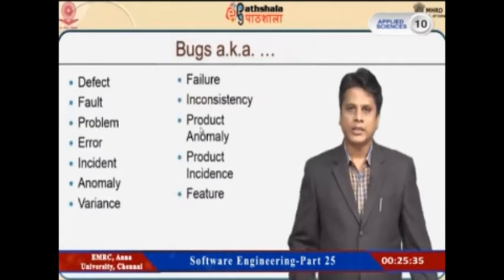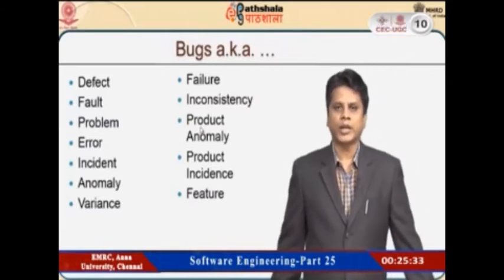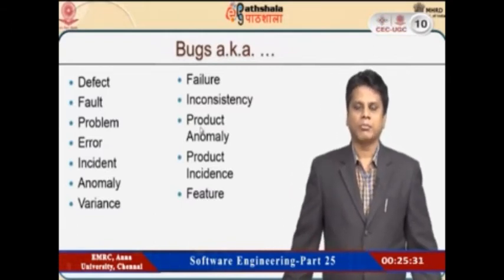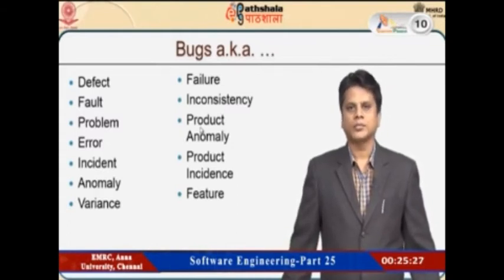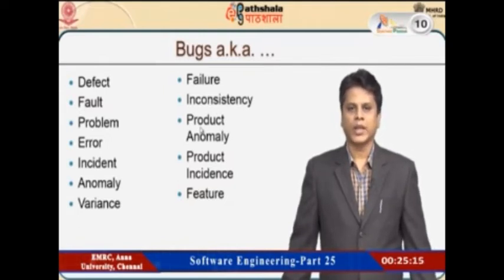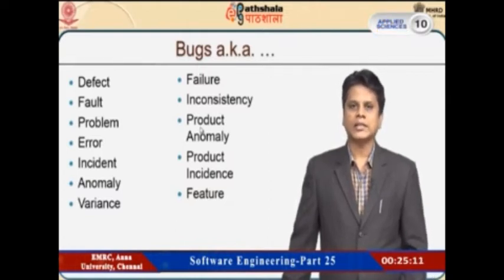So what are the other related terms for a bug? Bugs are also known as defect, fault, problem, error, incident, anomaly, variance, failure, inconsistency, product anomaly, product incidents, features. So these are some of the other synonyms of the word bug.